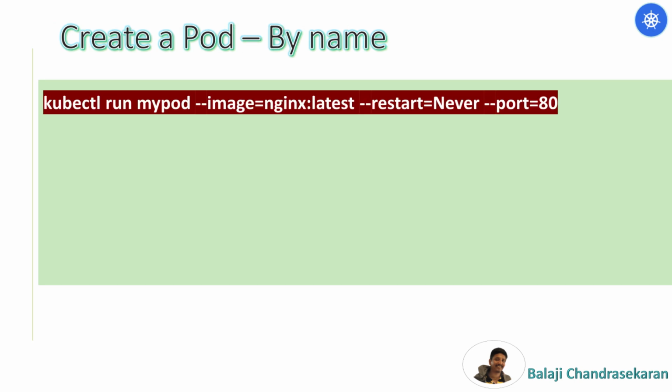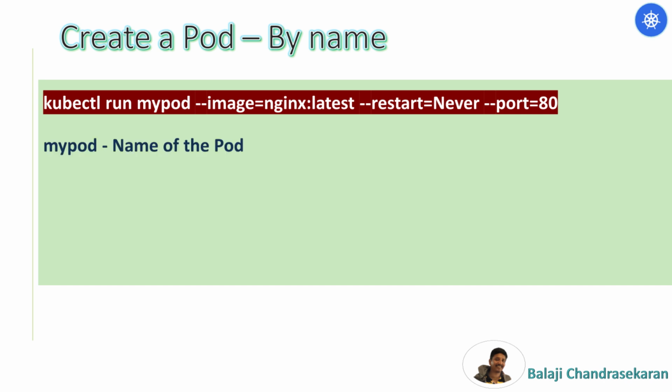To create a pod using the mypod image, run the command kubectl run mypod --image=nginx:latest --restart=Never --port=80. This will create a pod named mypod, running with the nginx image on Docker Hub.